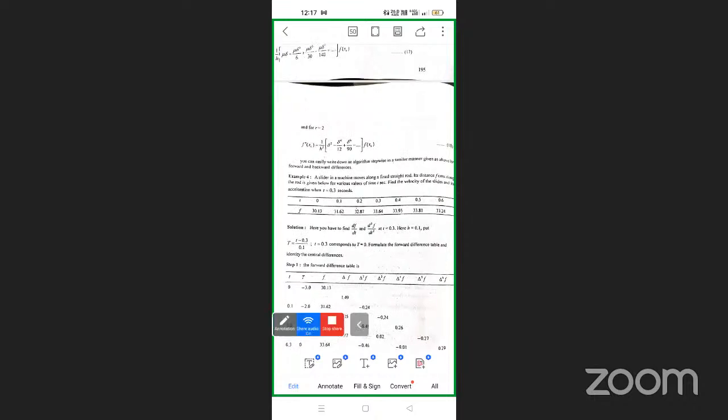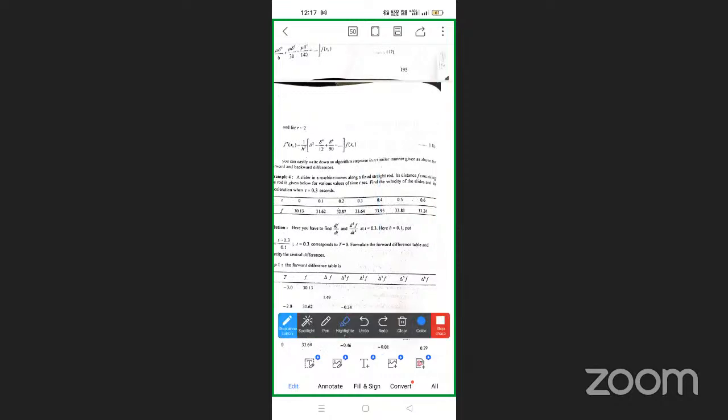Next, example 4. We are given t values and f values, and we have to find the velocity and acceleration at t = 0.3 seconds. This is the middle of the table, so we are using the central difference formula.